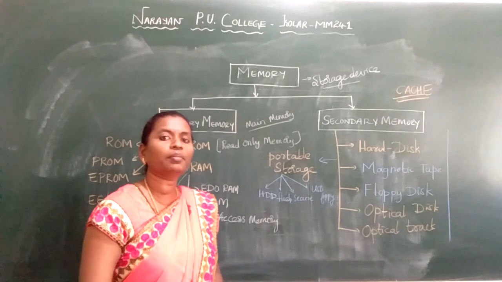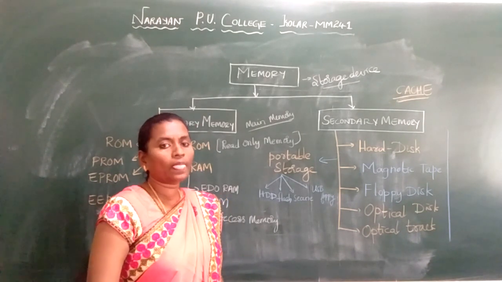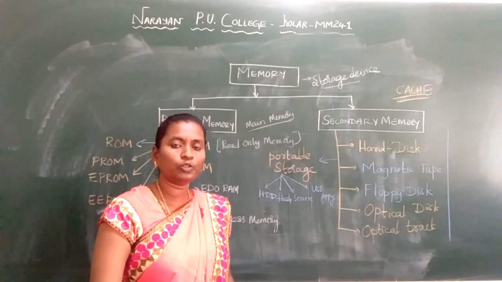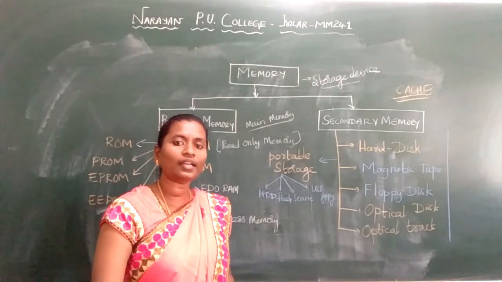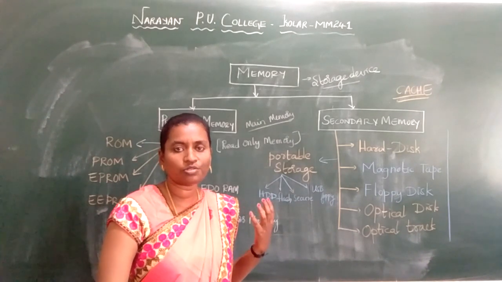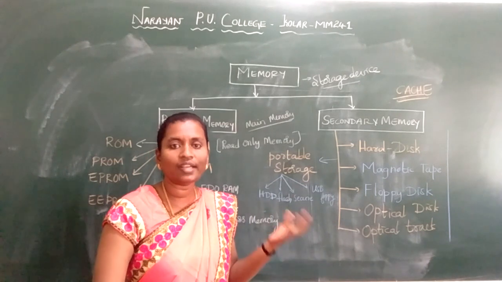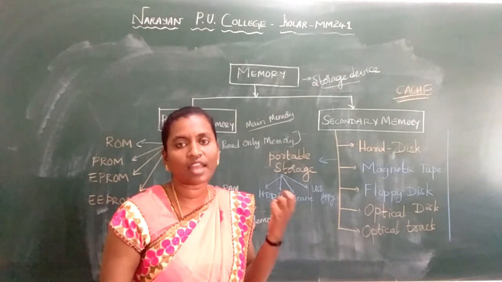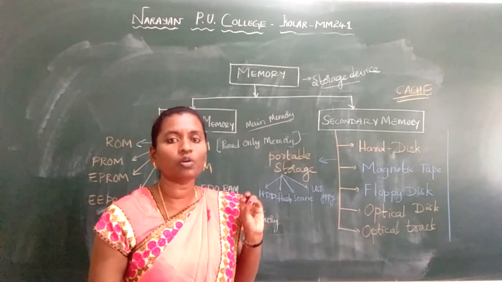Primary memory is also called main memory, otherwise it is also called system memory. We categorize primary memory into two types: volatile and non-volatile. What do you mean by volatile and non-volatile? When the power goes off, the content in the primary memory vanishes. That means the data gets erased when the power goes off.